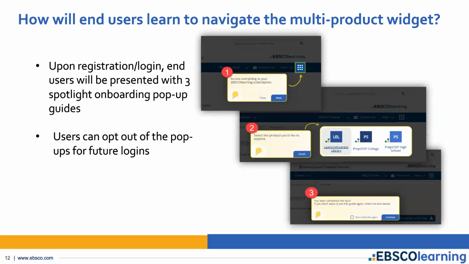So that's for you as administrators. For your end users, upon login or upon registration, they'll be prompted with 3 spotlight pop-up guides that show them how to navigate or switch between those 2 products. It's a quick 3-step thing, and I'll show you how that works upon login when I go live. Step 3 is to click Don't Show This Again, so you won't be forced to navigate through that pop-up guide, but it's just a tool for end users to get acclimated to the improvements.